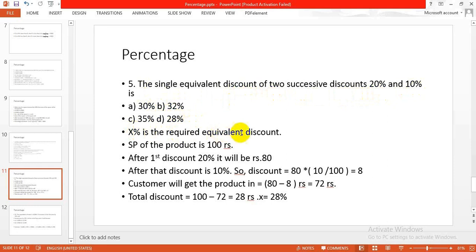Let x% be the required equivalent discount. The sale price of the product is 100 rupees. After the first discount of 20%, it will be 80 rupees. After the discount of 10%, the discount is 80 into 10 by 100, that is 8. So the customer will get the product at 80 minus 8 rupees, that is 72 rupees. So the total discount is 100 minus 72 equal to 28 rupees. x is equal to 28%.